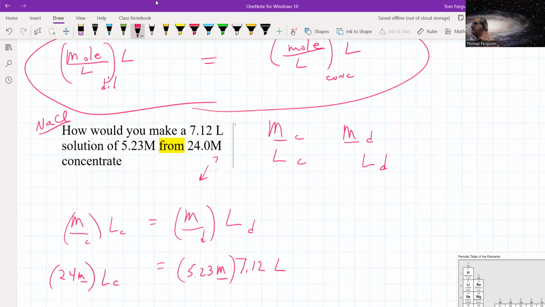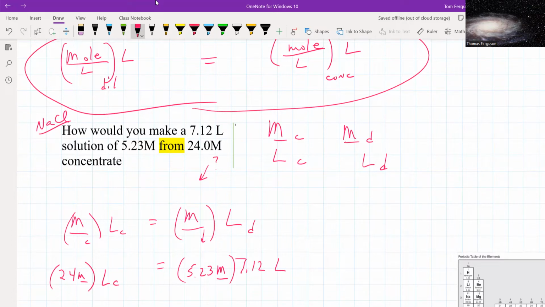And we don't know how much of that little concentrate we need to add to our 712 liters. So now we solve for L sub C. Are you guys comfortable with the variables now? With dilution problems, you always have four. Normally we know the final volume, the final concentration. We know the concentrated concentration. We don't know the volume of that.